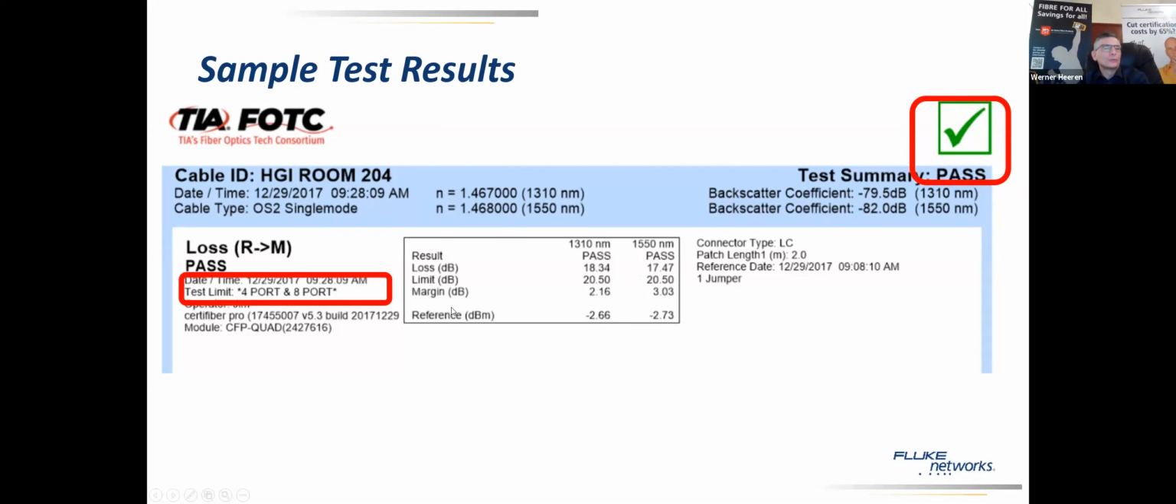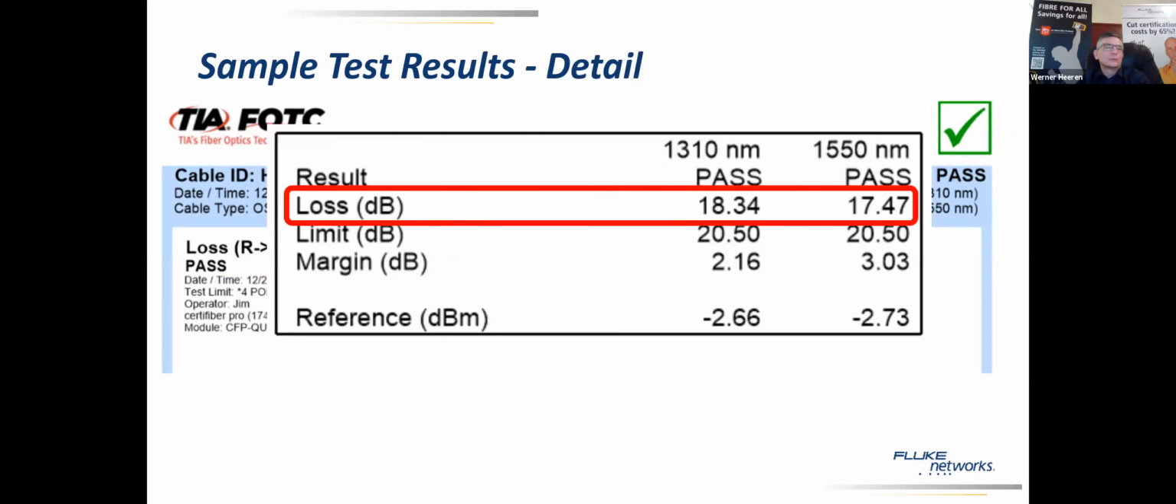Important is also to always have a quick check at this reference level. This is the power for the reference, and that should be around this value, -2 dBm. This is different. This is a power measurement, while this is a loss, a fiber loss measurement. That's what I just said.